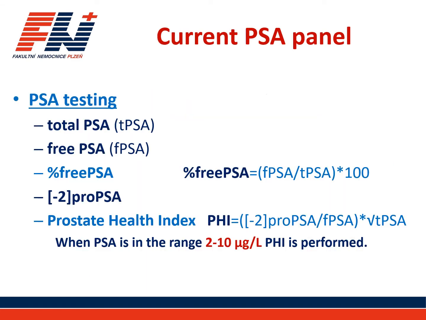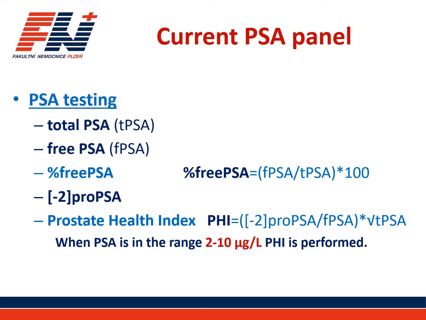So, here you can see the whole PSA panel. Currently we are able to measure total PSA and free PSA. From these two items, we are able to calculate the percentage of free PSA. Here you can see the equation. The third parameter which can be measured is pro-PSA, and from these three tests we are able to calculate the prostate health index, phi. Here you can see also the equation.